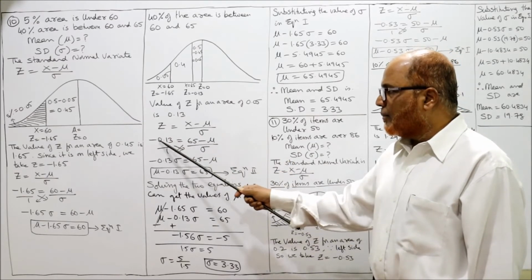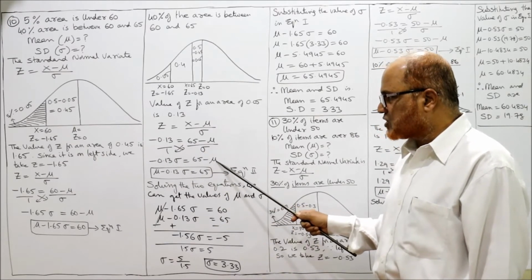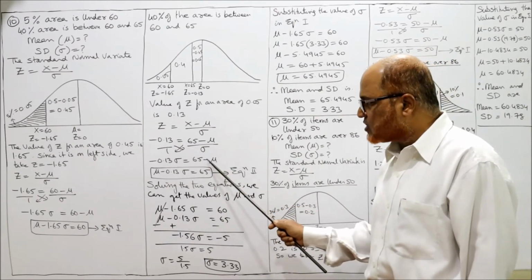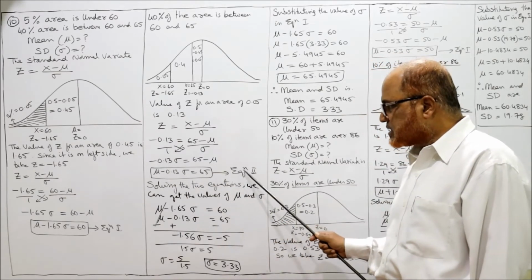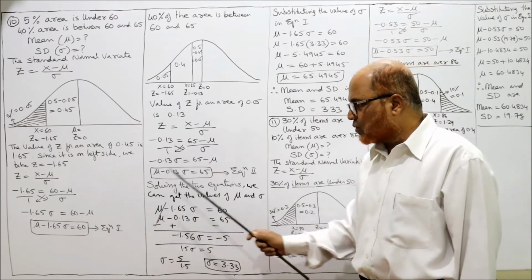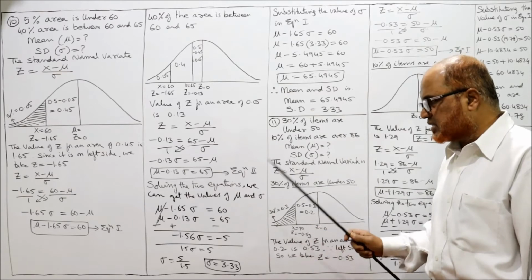Cross multiply. Minus 0.13 into sigma is minus 0.13 sigma, is equal to 65 minus mu. Take the mu to the LHS, minus mu will become plus mu. Mu minus 0.13 sigma is equal to 65. This is equation number 2. This is the first equation, this is the second equation. Solving the two equations, we can get the values of mu and standard deviation.